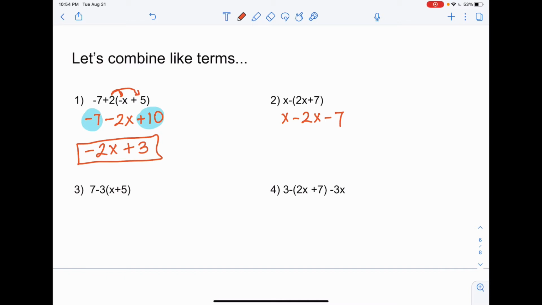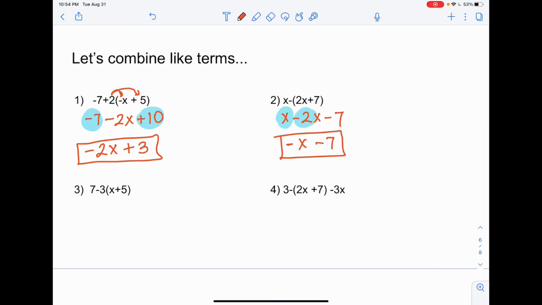From here, these are our like terms, positive x, and then you have negative 2x. Let's combine them. 1x plus negative 2x will be negative x minus 7. And done. Let's continue with the next question.